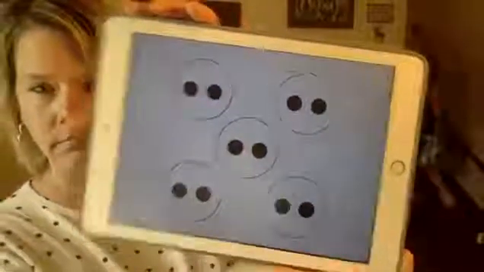We have 4 groups of 2 dots. Those are our factors. What's our product? 8. All right, here we go. Last one. 5 groups, 2 dots. Those are my factors. So 5 times 2, or 5 plus 5 is 10.